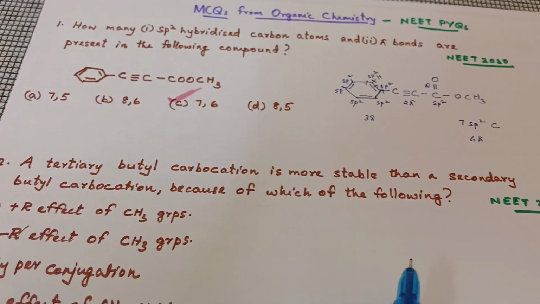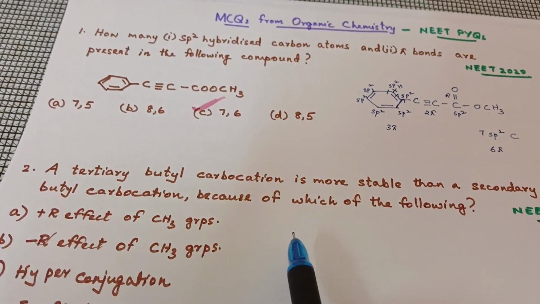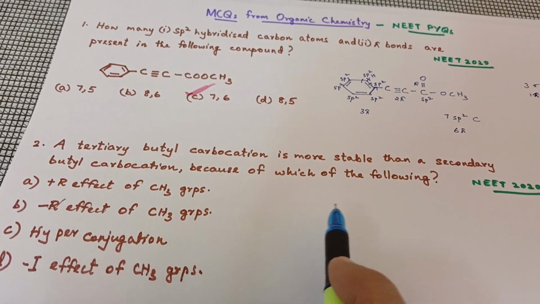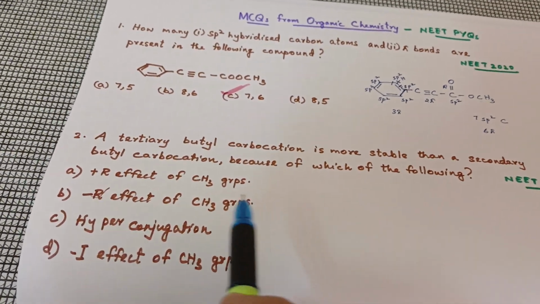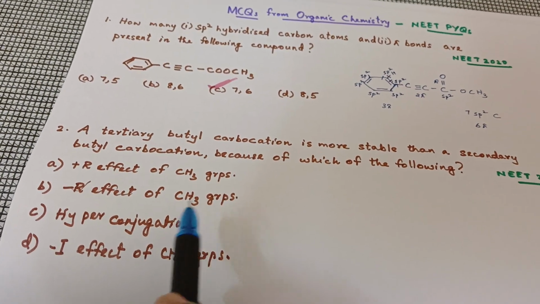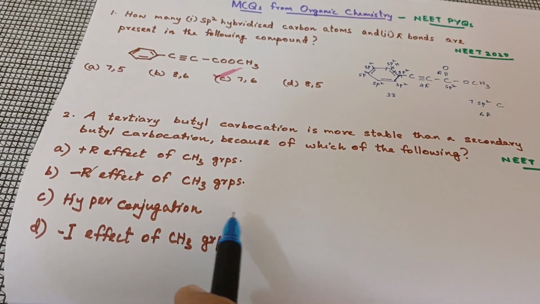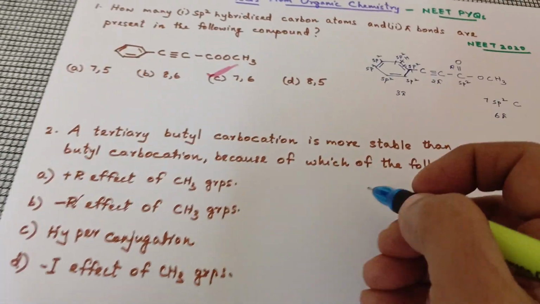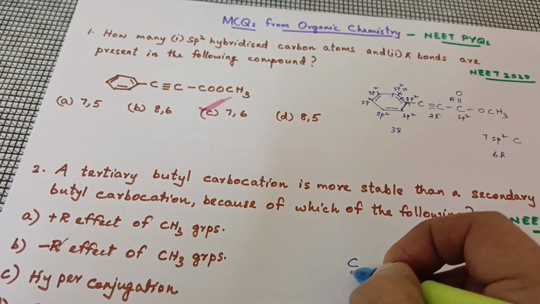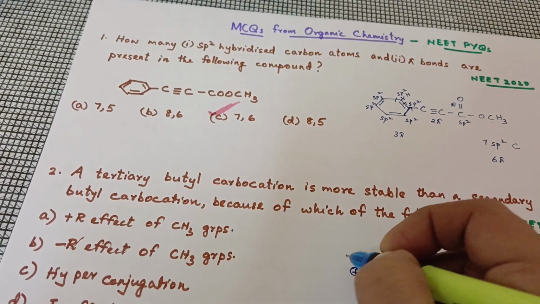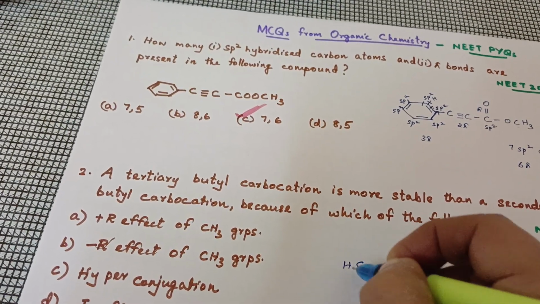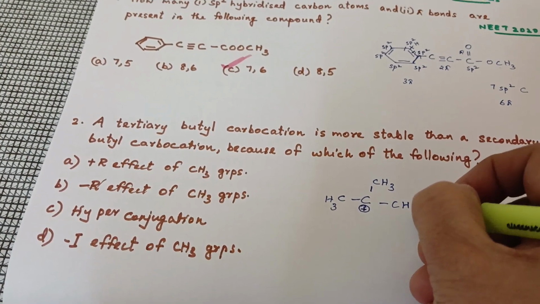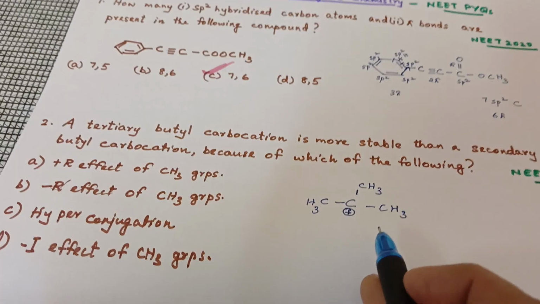Next question. Again a 2020 NEET question. A tertiary butyl carbocation is more stable than a secondary butyl carbocation because of which of the following? Plus R effect of CH3 groups, minus R effect of CH3 groups, hyperconjugation, minus I effect of CH3 groups. Let us see. Let us take this carbon with a positive charge here. Then you have a CH3 here. Here you have a CH3. Here you have a CH3. So this is our tertiary butyl carbocation.